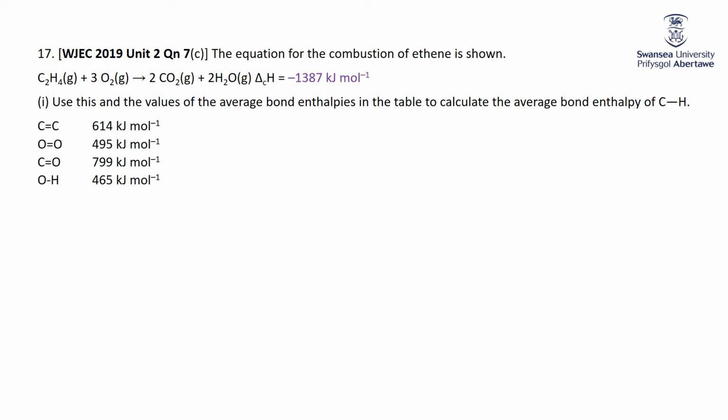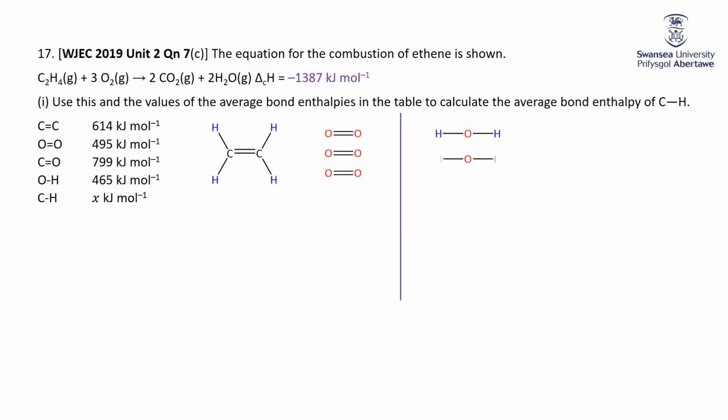So the penultimate set of questions: using bond energies to get delta H. The first thing we must always do is draw out the structures. So we've got ethene there, C2H4. We've got 3 O2s, so that's 3 O double bond O's. On the right hand side we've got 2 CO2s and 2 H2Os.